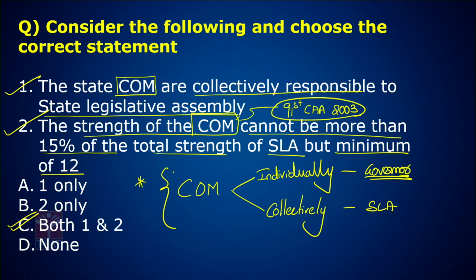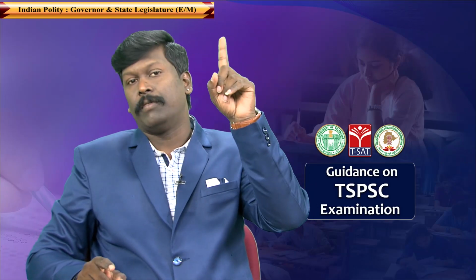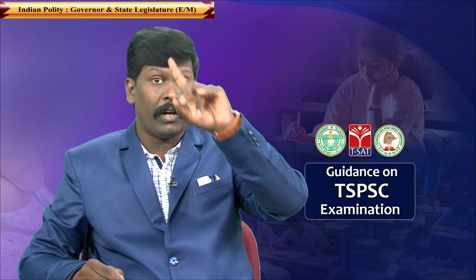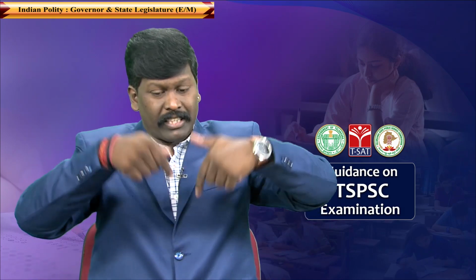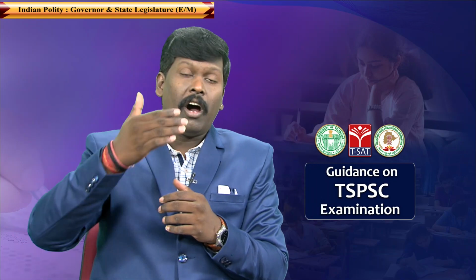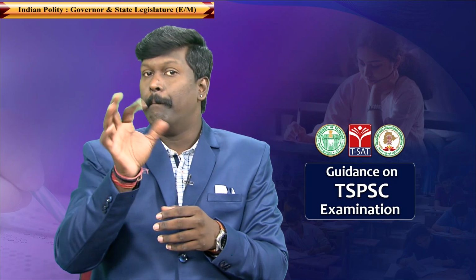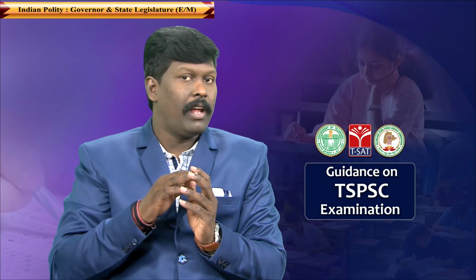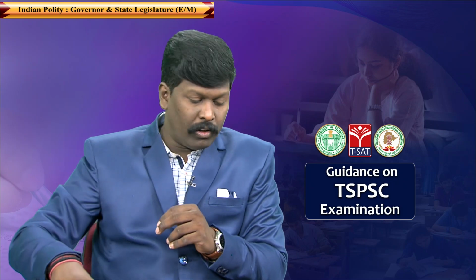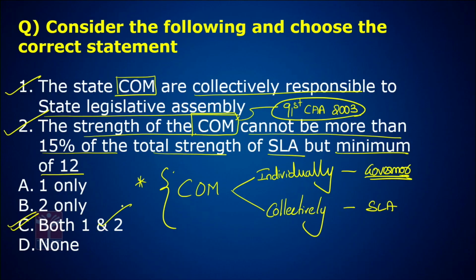According to the 91st Constitutional Amendment Act 2003, the strength of the Union Council of Ministers cannot be more than 15% of the total strength of the Lok Sabha. The strength of the State Council of Ministers cannot be more than 15% of the total strength of the Assembly, but minimum 12. There is no minimum number mentioned in the Union, but a minimum number is mentioned in the state. So the answer is both the statements are correct. Now let us go to the next one.